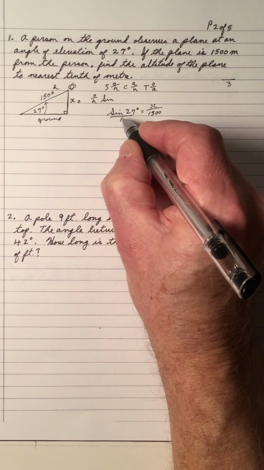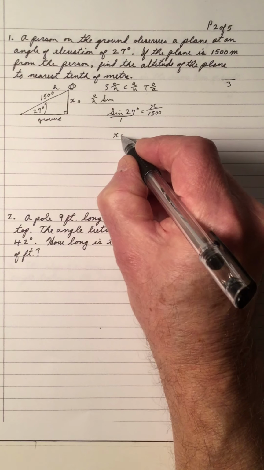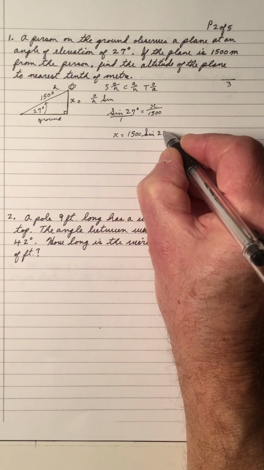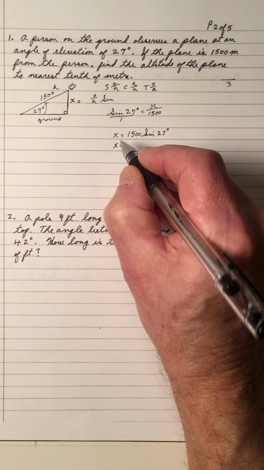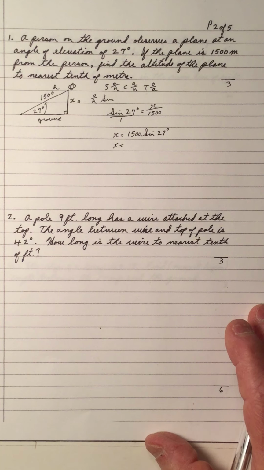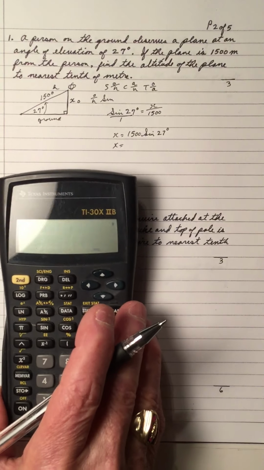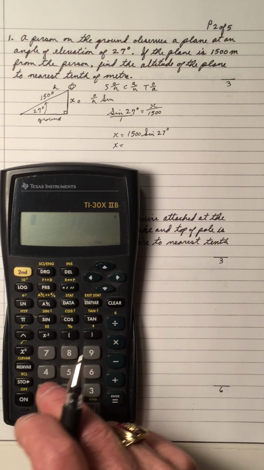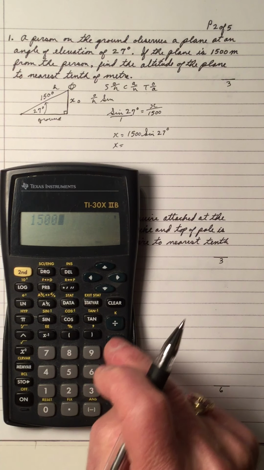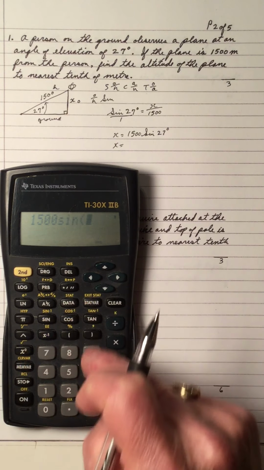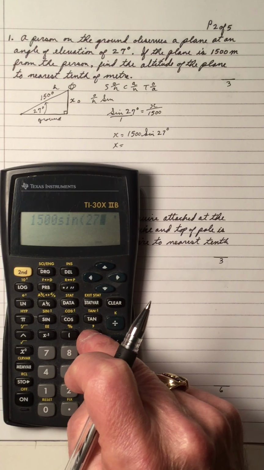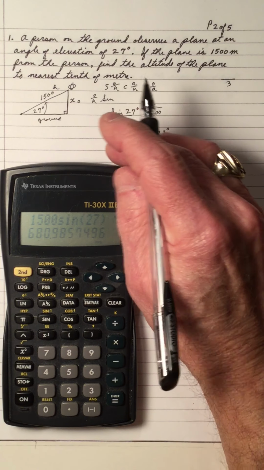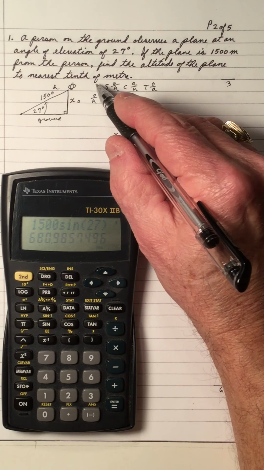So put it over 1 and cross multiply. 1 times x is x, and we get 1,500 multiplied by the sine of 27. So we bring our calculator into play. Here comes the calculator, and we have it cleared. So we have 1,500 sine of 27 degrees, and that gives us 680, and we want it to the nearest tenth.